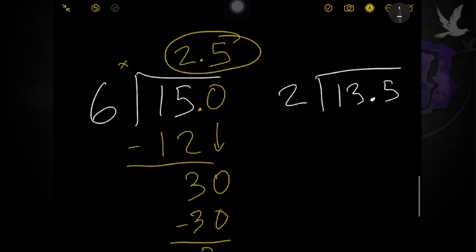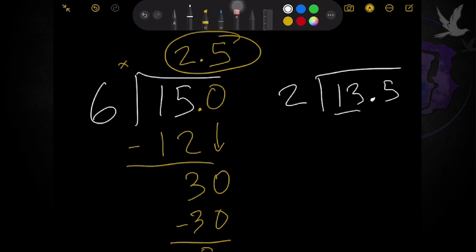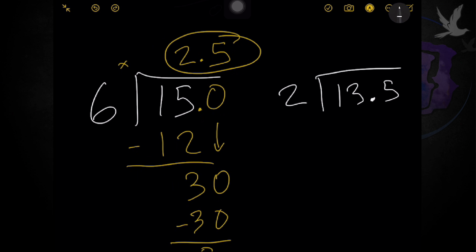13 divided by 2. Kasi hindi naman pwede ang 1 divided by 2. So, let's take 2 digits right away. So, that's 13 divided by 2. This will give us 6. 6 times 2 is 12. We have 1. Bring down 5.